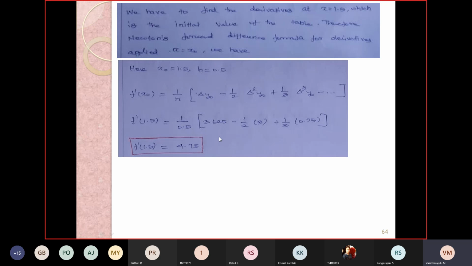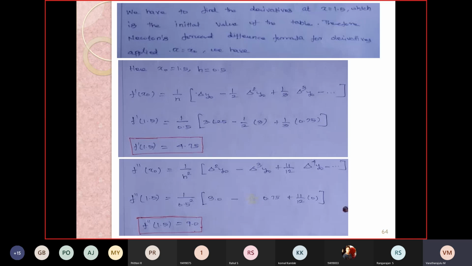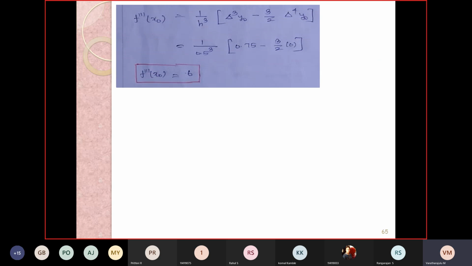And I am applying the respective values. h is equal to 0.5, the first difference is 3.625, the second difference is 3, and the third difference is 0.75. Therefore, the first derivative at 1.5 is equal to 4.7. Similarly, for the second derivative, I am applying the respective values, and I am getting 9, and for the third derivative, applying the respective values, we get f triple dash of x naught is equal to 6.